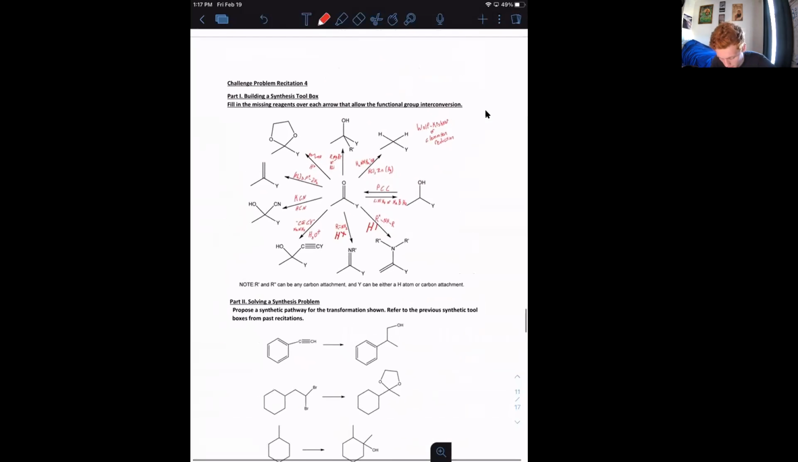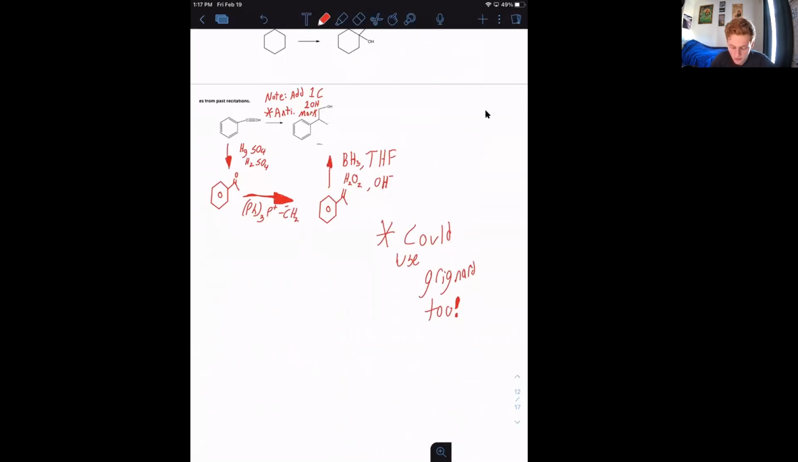Now I'm going to talk about the synthesis problems. Everybody nailed these. I guess they weren't as hard as I thought they could have been. Some people wanted to work them with a Grignard. You can do that. I am not going to show you how, just because that's not really the most efficient way.